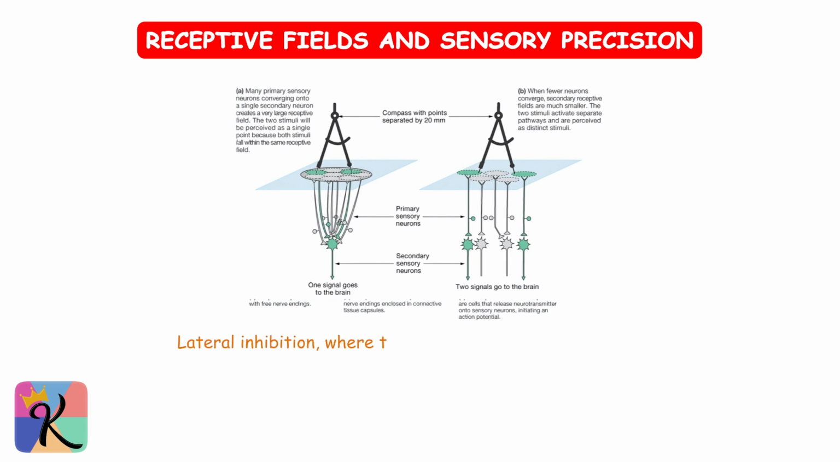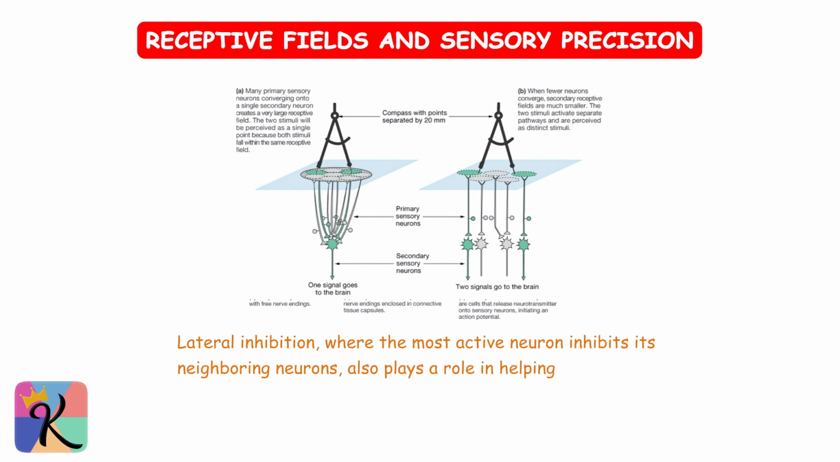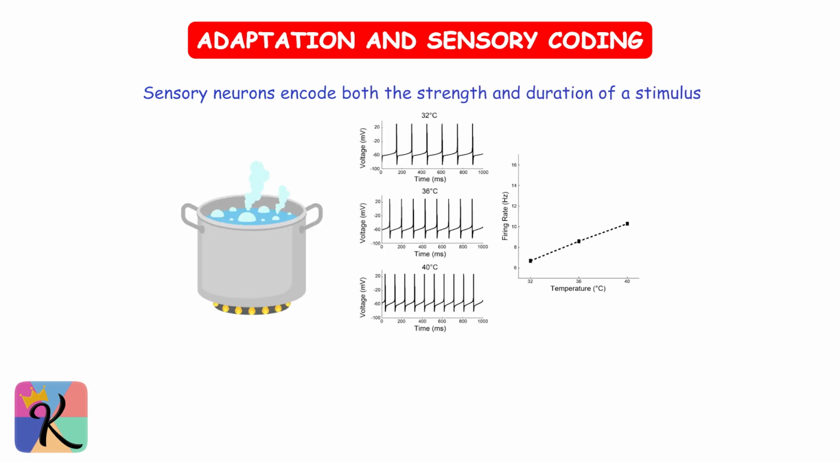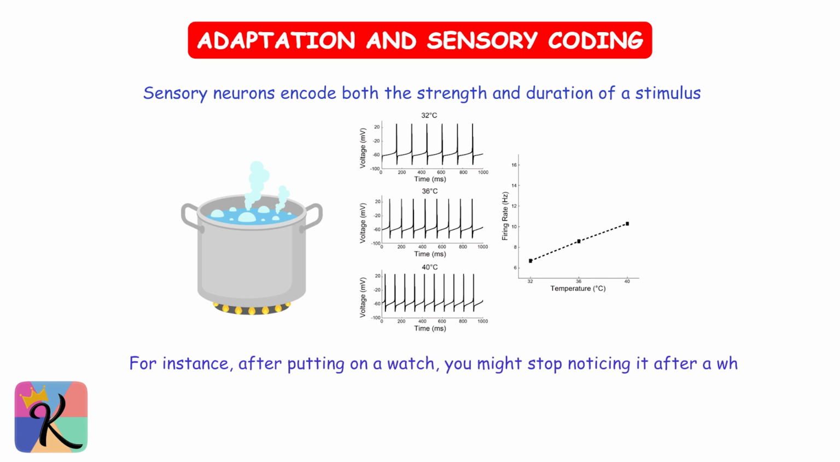Lateral inhibition, where the most active neuron inhibits its neighboring neurons, also plays a role in helping us localize stimuli more precisely. Sensory neurons encode both the strength and duration of a stimulus. A strong stimulus, like boiling water, makes a neuron fire at a high frequency. However, neurons can adapt to stimuli. For instance, after putting on a watch, you might stop noticing it after a while.